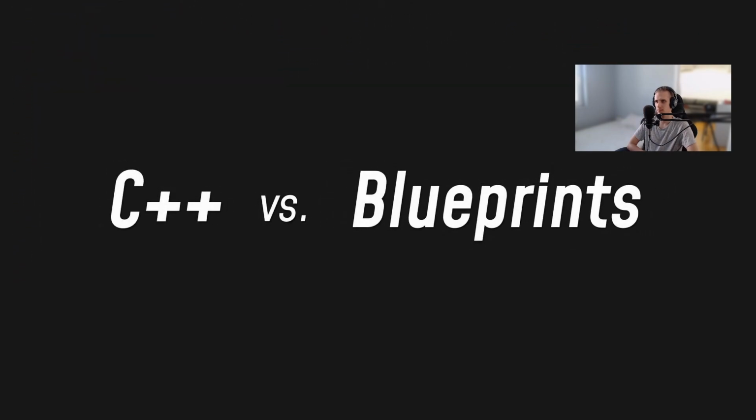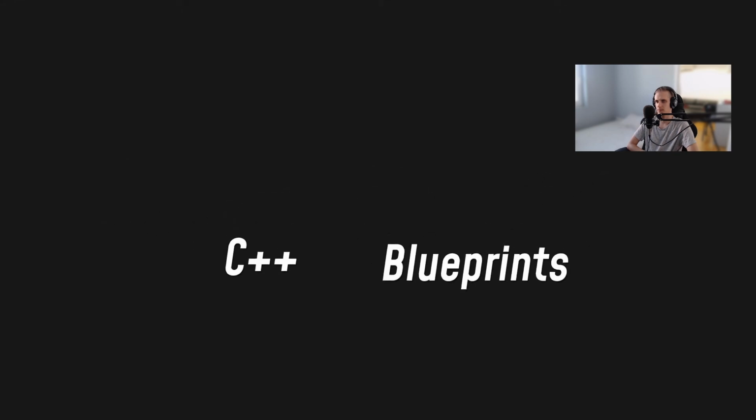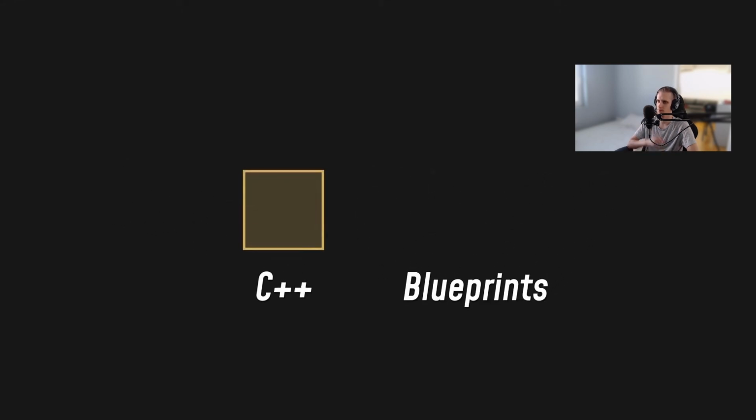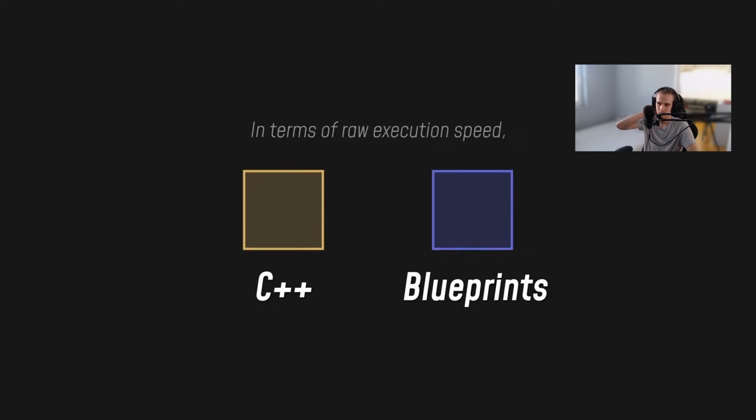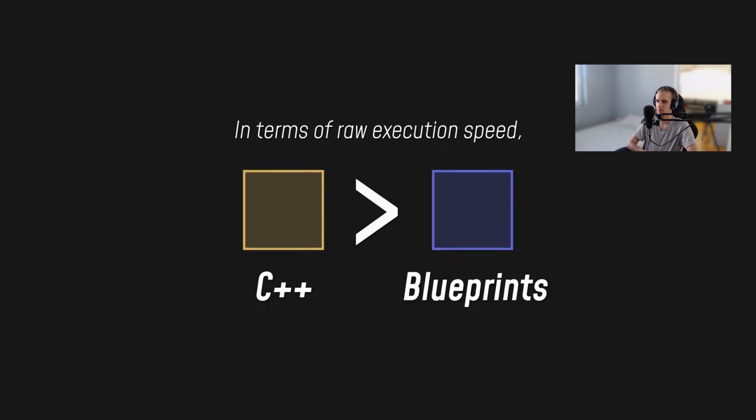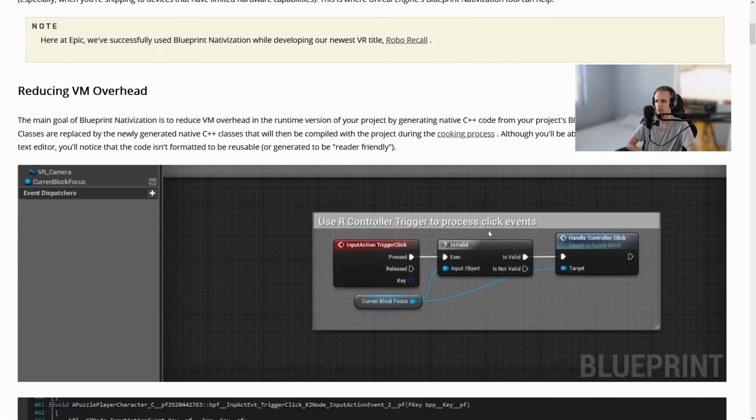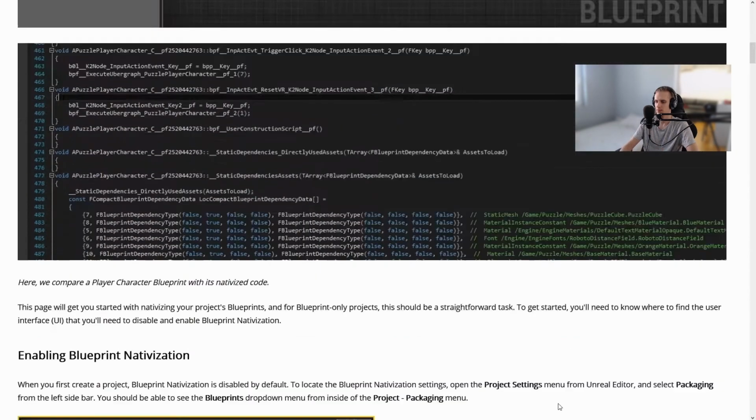So what have we learned about performance? Well, if you have 2 equivalent functions, one written in C++ and the other written in blueprints, the C++ function is going to be faster. The C++ function can be fully optimized at the CPU level, and it doesn't incur any overhead from script execution. Incidentally, avoiding that overhead is what blueprint nativization is all about.